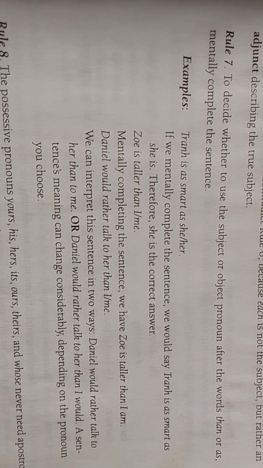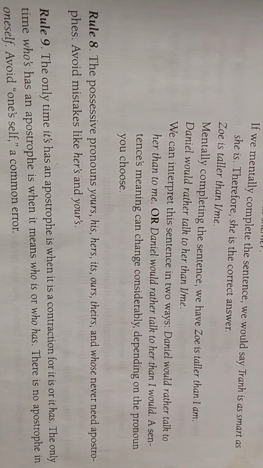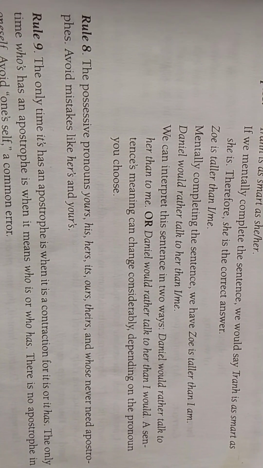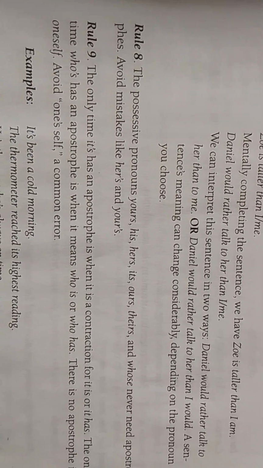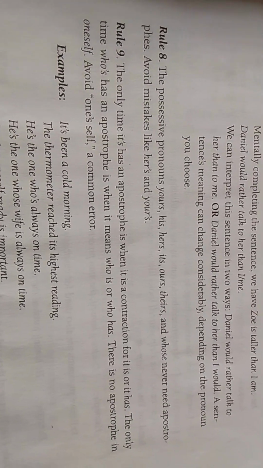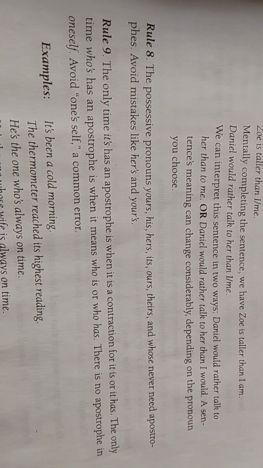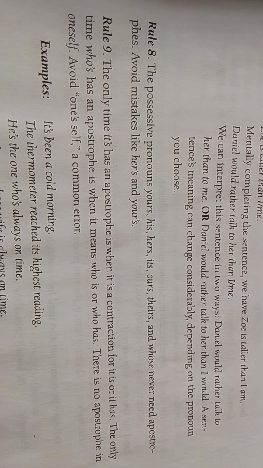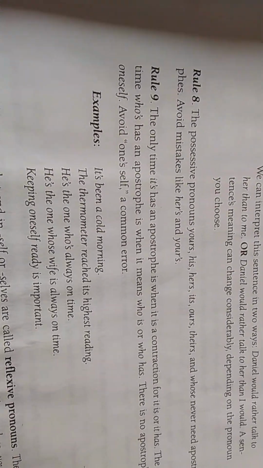We have to mentally complete the sentence. Rule number 8. The possessive pronouns yours, his, hers, its, ours, theirs, and whose never need an apostrophe. Avoid mistakes like "her's" and "your's". The only time "it's" has an apostrophe is when it is a contraction for "it is" or "it has". The only time "who's" has an apostrophe is when it means "who is" or "who has". There is no apostrophe in "oneself". Avoid "one's self", a common error.